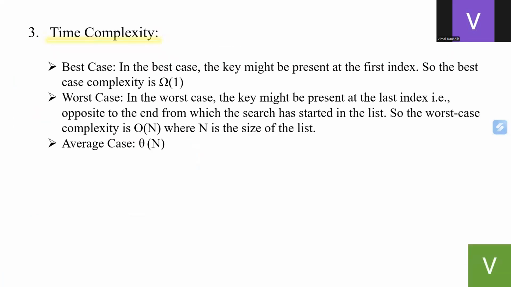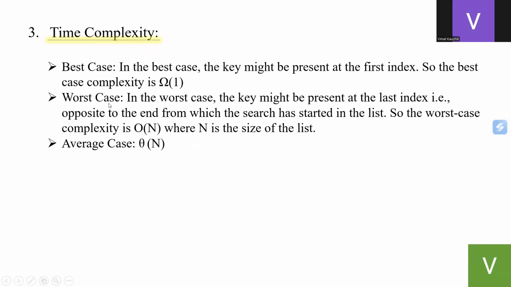So let us see the time complexity. There are a total of 3 types of time complexities: best case, worst case, and average case time complexity. The best case is if the element is found at the first position of the array, then we call it the best case time complexity. In that case, we have the time complexity as omega of 1.